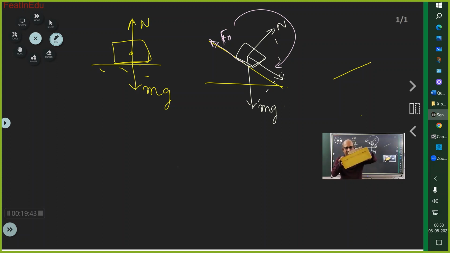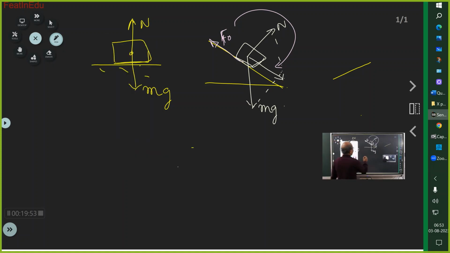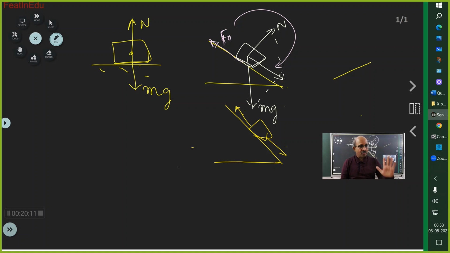Now, further if I do like this, you see, it just starts sliding. Why? If I increase it, net force is greater than the frictional force. Excellent, brilliant. So in this condition, this frictional force is just equal to this and it starts sliding. Understood now? So what did you understand from this experiment?